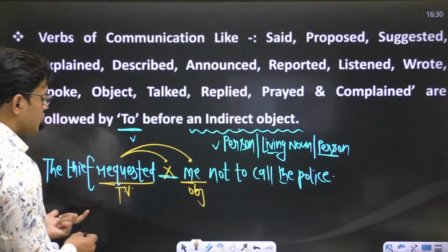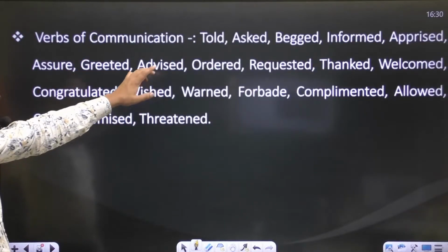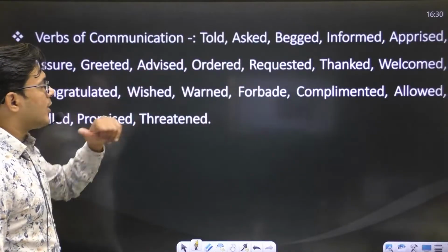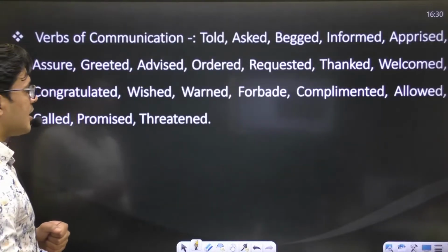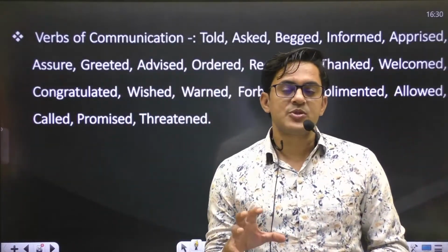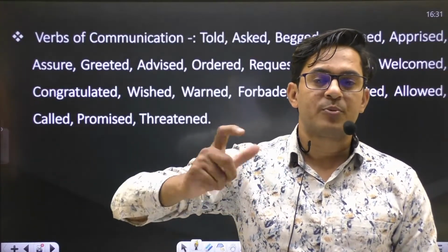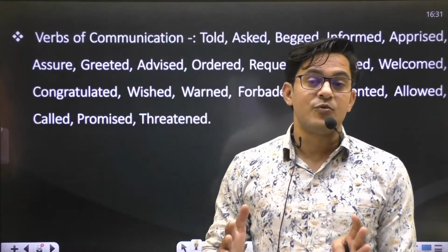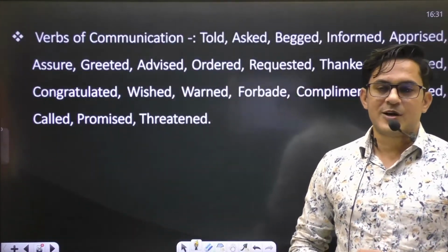So if you talk about verbs which are always transitive, you have another list. These are the verbs: told, asked, begged, informed, apprised, assured, greeted, advised, ordered, requested, thanked, welcomed, congratulated, wished, warned, forbade, complimented, allowed, called, promised, and threatened. These are the verbs which are always transitive when you get an object which denotes a person or animals. Meaning to say, in the case of living nouns or pronouns, these verbs will always be transitive, and transitive verbs don't demand any preposition after that, right?